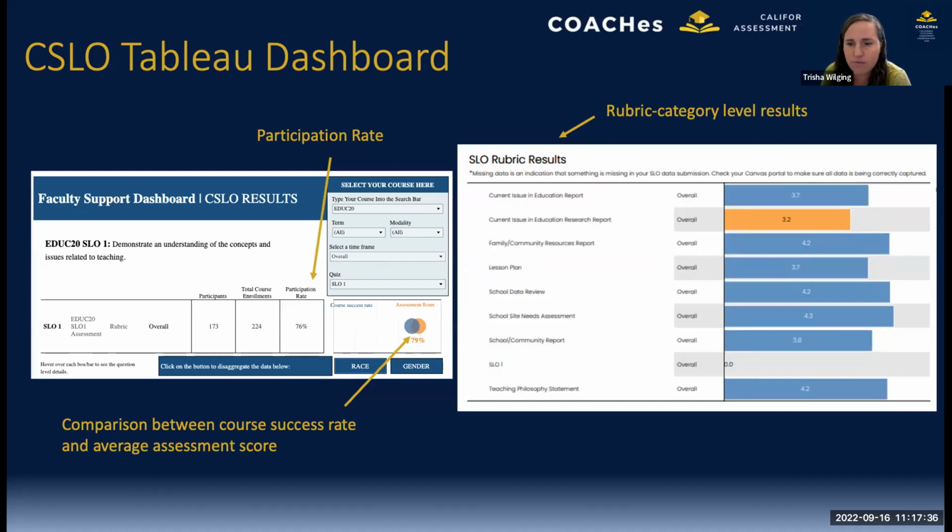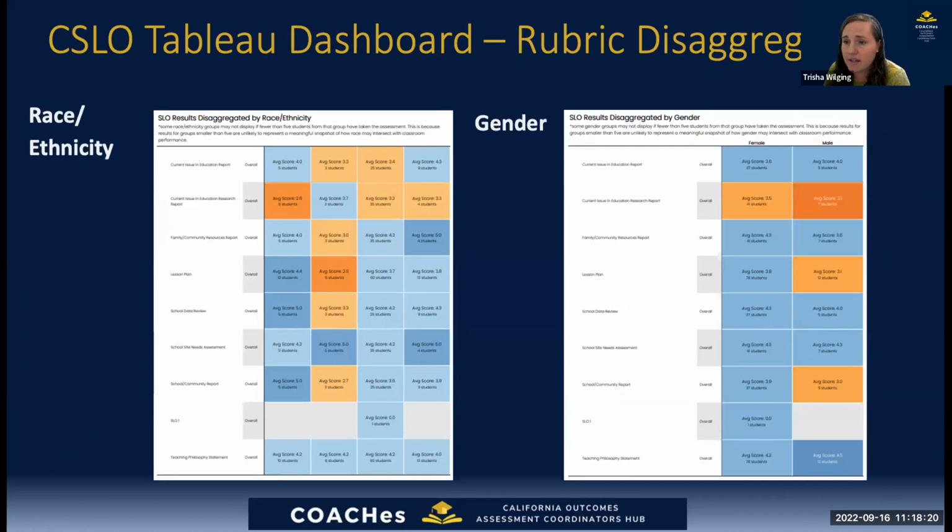So our Tableau dashboard does the same thing for rubric-based assessments. It gives our participation rate, the comparison between the course success and average success, and our rubric category level results. As you can see here, our students were struggling more with their current issue and education research report. So then that gives faculty who teach the course the opportunity to have some conversations. What's going on with this particular content in our course? And of course, the SLO is related to demonstrating an understanding of the concepts and issues related to teaching. So they should have an understanding of current issues in education, right, as part of their ability to meet the student learning outcome. And again, we can disaggregate by race and ethnicity and by gender.